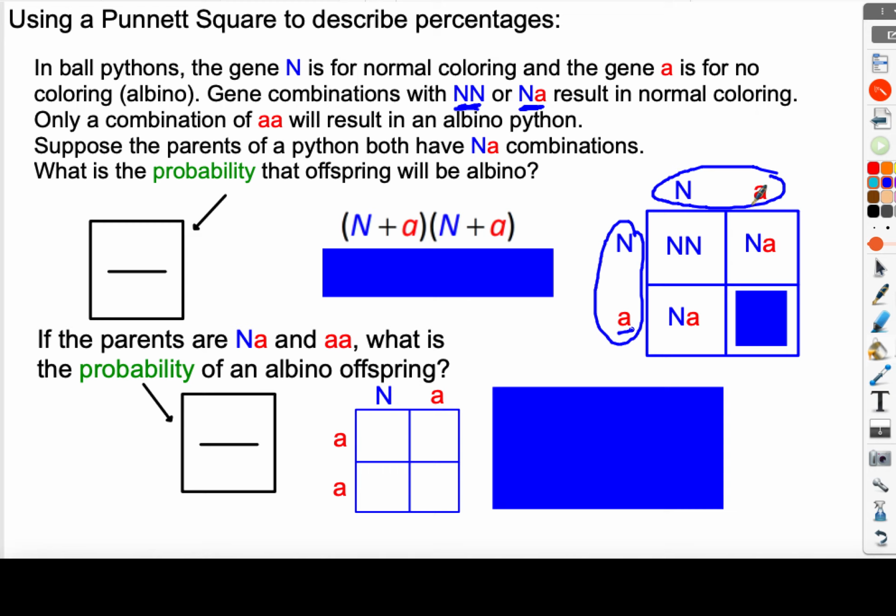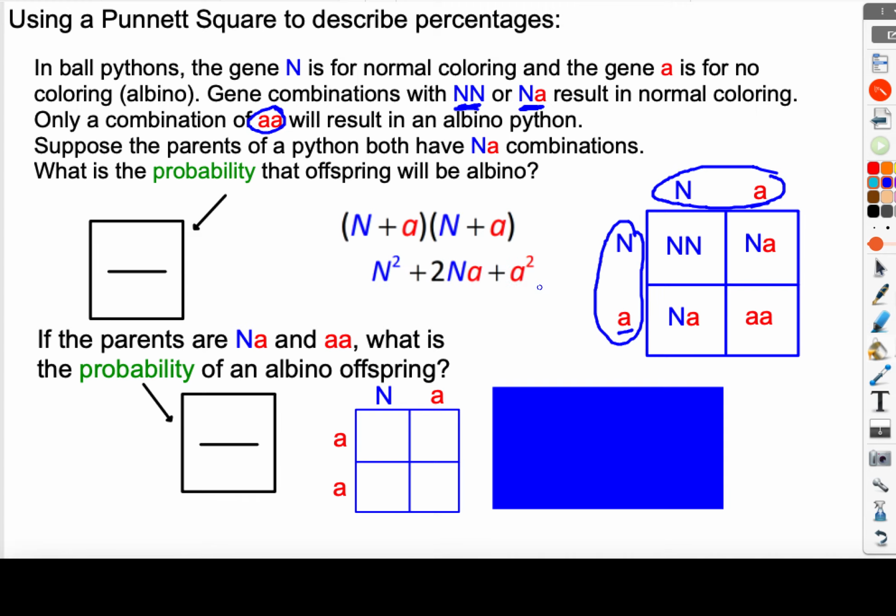But if A is times A, we do have one possibility out of the 4 that we have an albino snake. There's no normal coloring gene there. It's definitely going to be an albino snake. Well, they realize those 4 terms essentially are just foiling this together: N squared, N times A, another N times A, and A times A. We're just getting that binomial pattern, that perfect square pattern. And one out of those 4 things, probability-wise, one out of the 4 chances is that we'll get an albino snake.